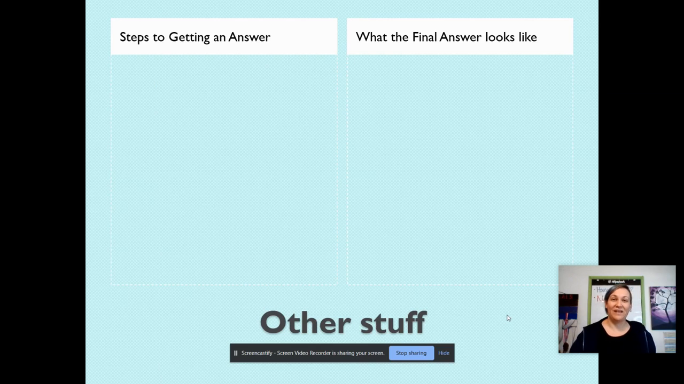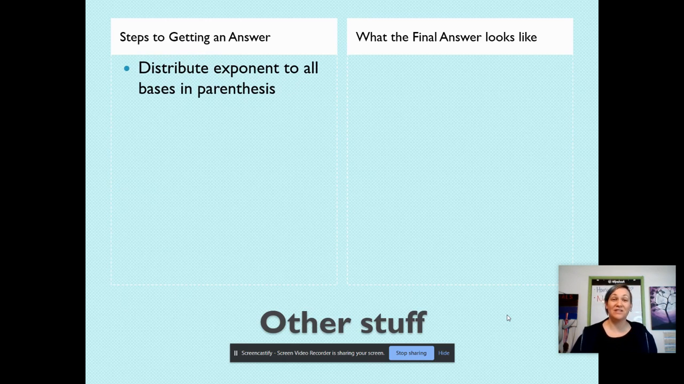Let's start with the left-hand column, which says steps to getting an answer. In a math problem where there are exponents outside of a parentheses, your first step must be to distribute your exponents into the parentheses. So make sure that you're dealing with that first. If there's not an exponent outside of a parentheses, then you can skip that step.